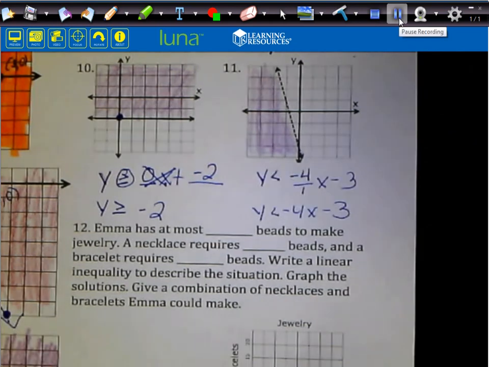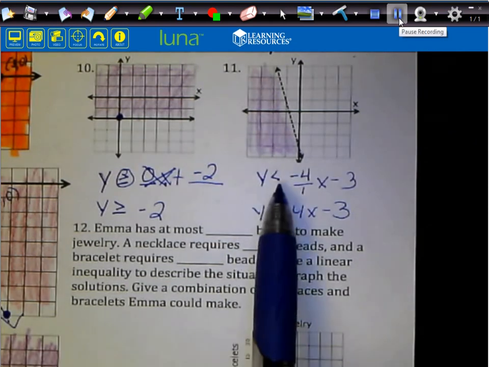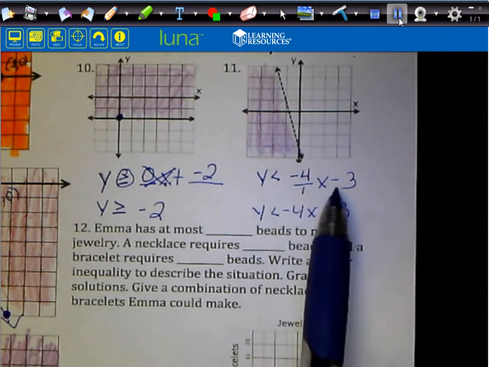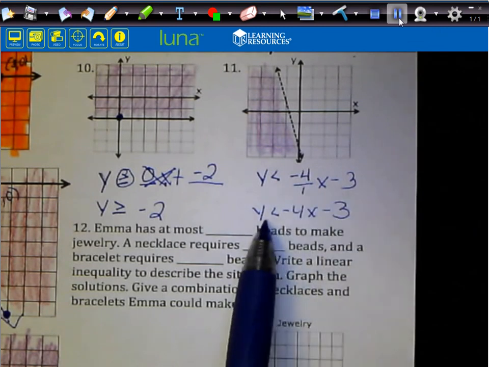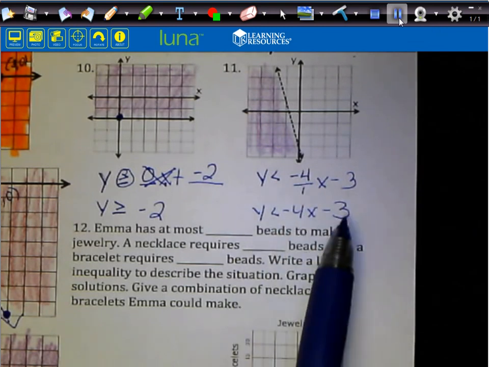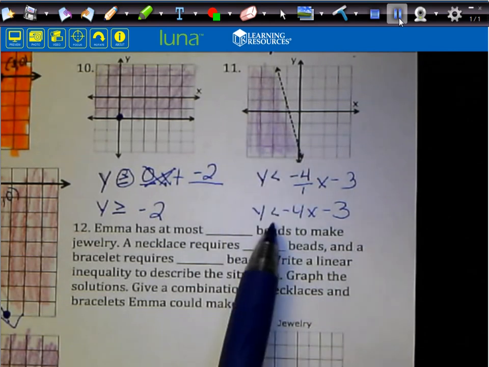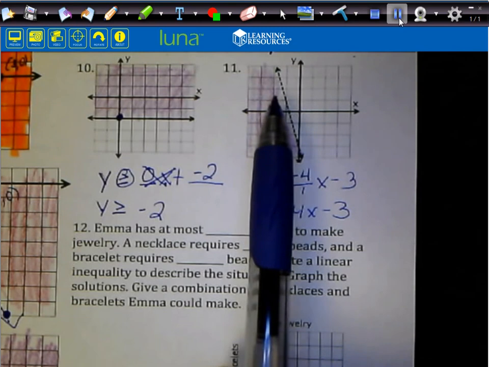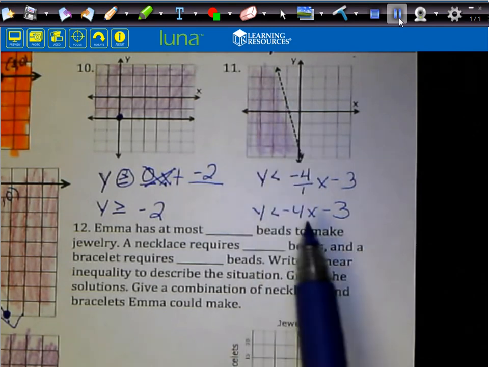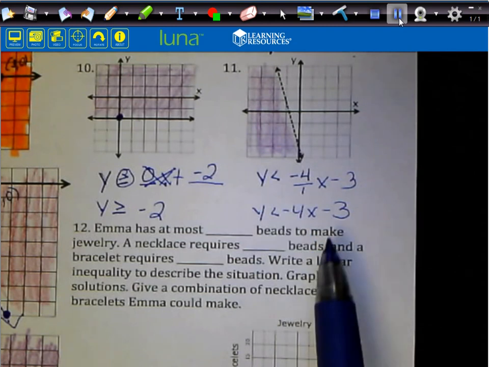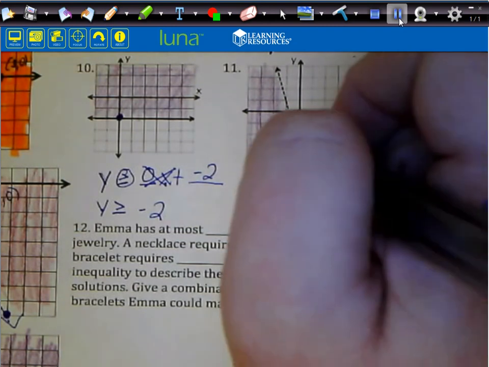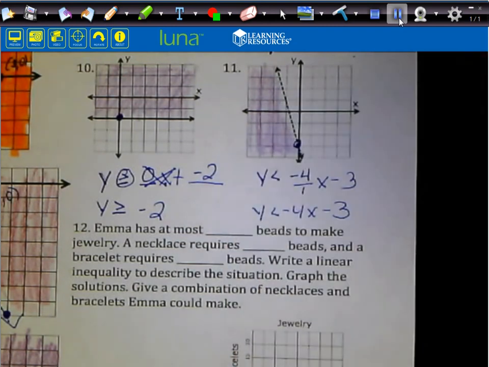Hopefully you've had a minute to try number 11. You should have gotten y is less than negative 4 over 1x minus 3, or simplified y is less than negative 4x minus 3. It's shaded below, so it's less than. It's dashed, so there's no extra mark. I would have had to go down 4 and over 1 to get my slope here. So that's negative 4x. And then it crosses the y-axis right here at negative 3.